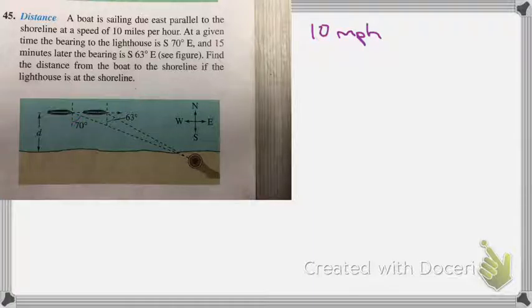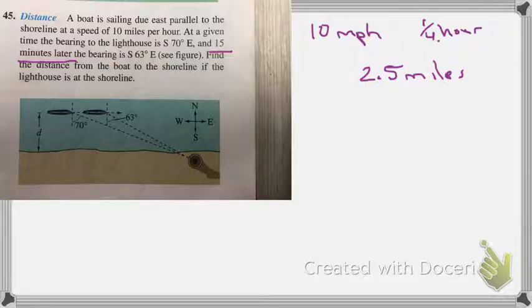Got it. And 15 minutes later, quarter of an hour. So how far did the boat go in a quarter of an hour? Well, quarter of an hour, 10 miles per hour, speed times time equals distance. So I'm really seeing that it went 2.5 miles. Now, I don't even know if that's helpful. I feel like it might be, but hey, whatever.